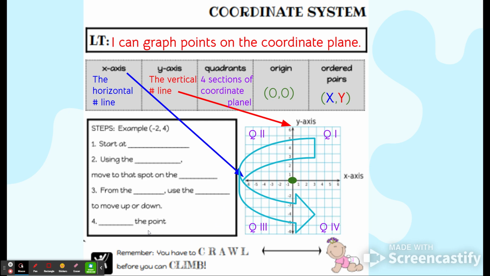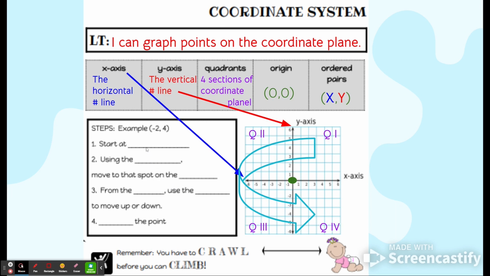Another way to remember, there's a little riddle down here, is that you have to crawl before you can climb. That's to help remind you that first number is the left to right, crawling, right? Before you can climb or go up and down. So that's to help you remember that that first number is always the x value, which is on the horizontal x-axis. And the second number is the y value on the vertical y-axis.